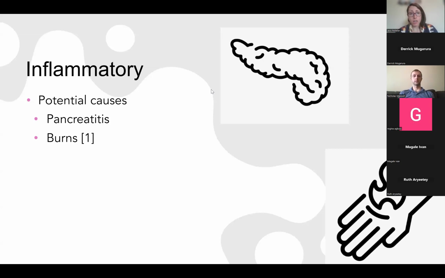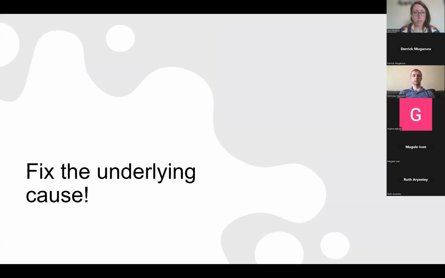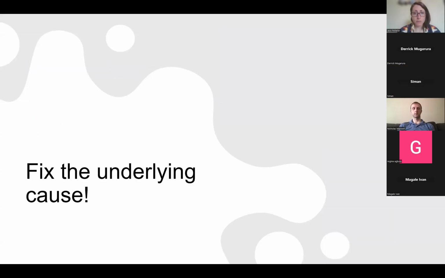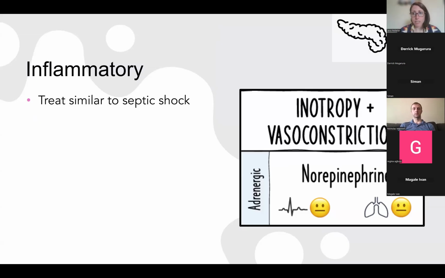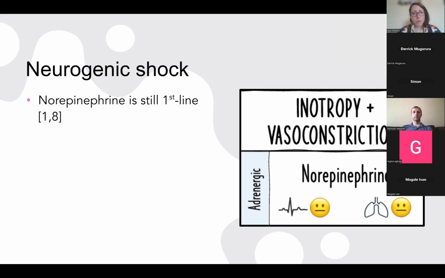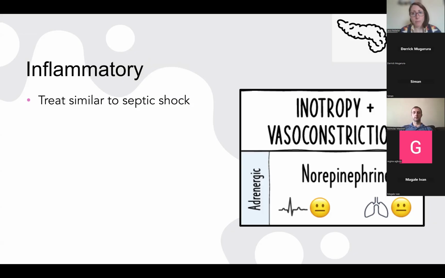Moving to inflammatory shock. This is also not something we see terribly often, but you can have shock that's distributive from inflammatory causes like pancreatitis or burns. And we're talking massive burns, like large portions of the body that would lead to shock. So fix the underlying cause if you can. For a pancreatitis patient, you really can't fix that. You just got to give the body time to recover. And for a burns patient, you need to just do supportive care, meaning replace the fluids that they've lost and protect them from losing heat, because they no longer have a shell on the outside of the body to protect them from heat loss. And noradrenaline would still be first line in these patients.